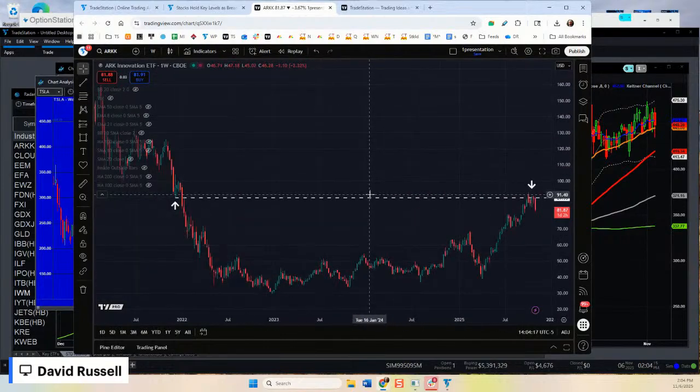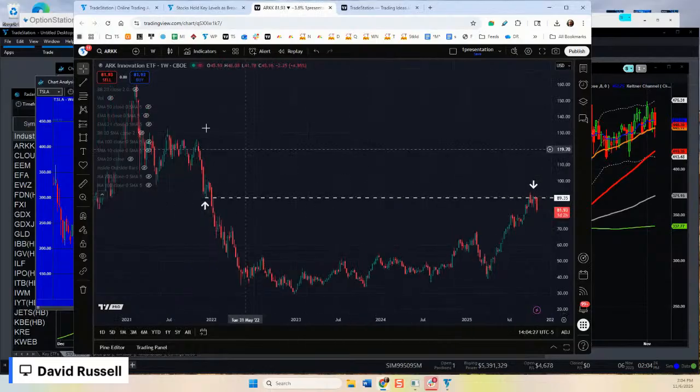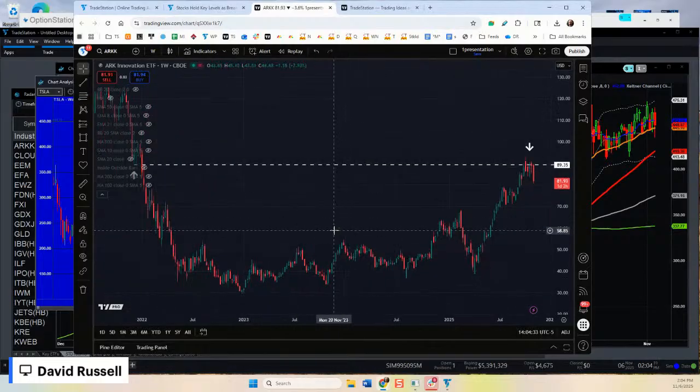If you think we're at the end of this bull market, then your view is going to be different than if you're still bullish. But I want to point out that this is an important level, and a breakout through here might be significant. ARK is still pretty far below where it was back at the previous peak. So I want to just point that out to people.